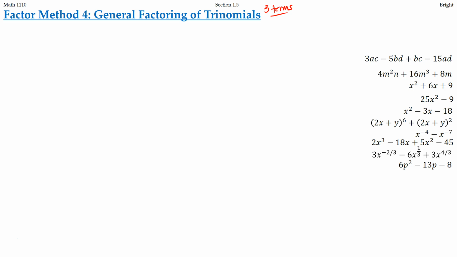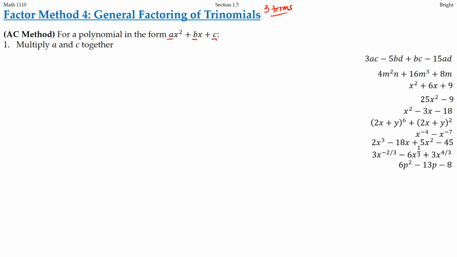In general, there is a strategy to use when factoring trinomials, also known as the AC method. It is in the textbook. The AC comes from this: if we have a polynomial in the form ax squared plus bx plus c, the first thing we do is multiply a and c together. I'm going to go through the steps, and then we'll do an example. Factor ac into 2 integers r and s whose sum is b.